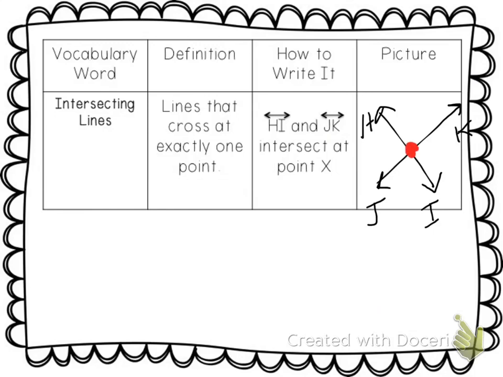And that point where they cross is also labeled sometimes. So if we say that's point X, we would read and write this by saying that line HI and JK intersect at point X. So we're going to name that exact point where they cross each other. They're only going to cross one time. The line's not going to curve around and cross again.